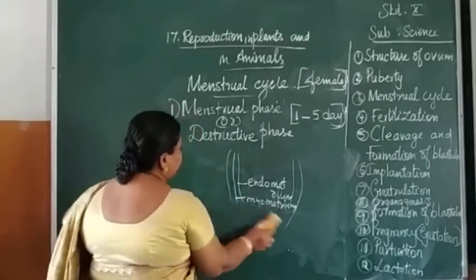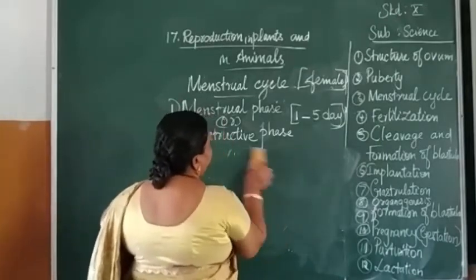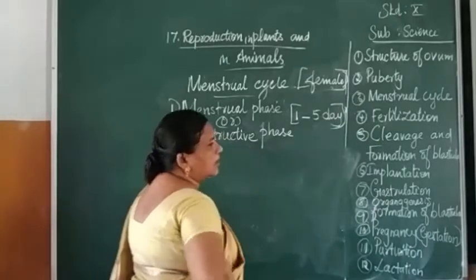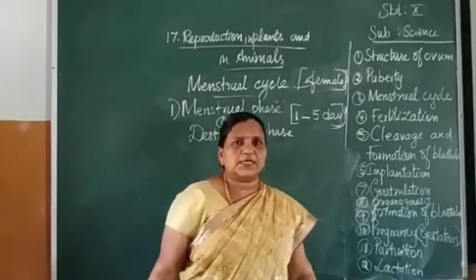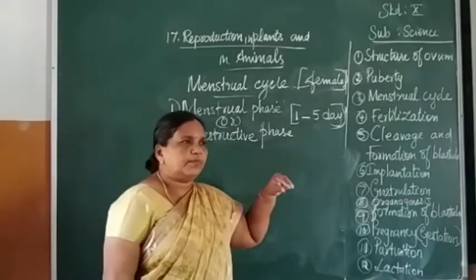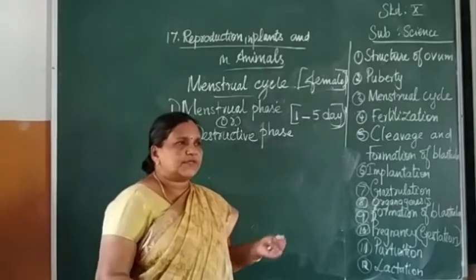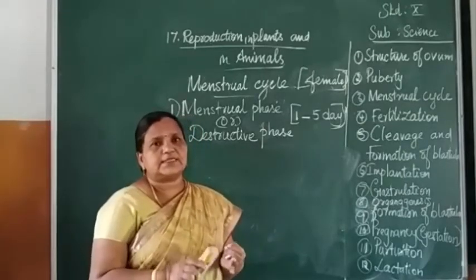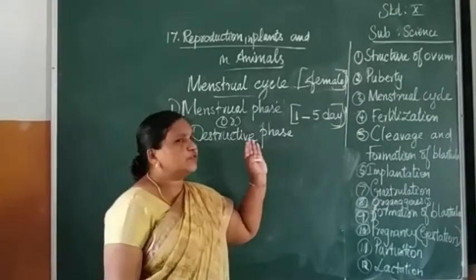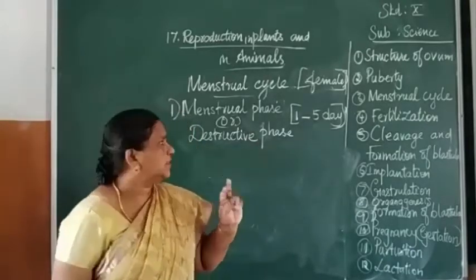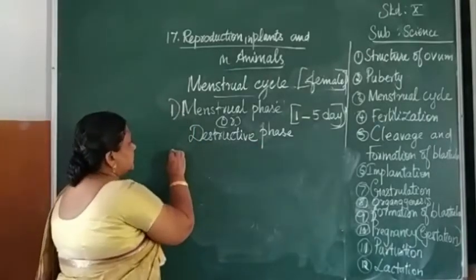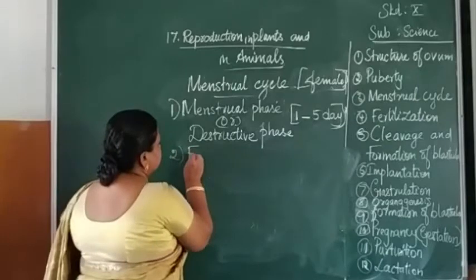So it happens from 1 to 5 days. Sometimes, according to the body condition of the girls, it will differ. Because of hormonal secretion and stress conditions, it will vary from 6 days, 7 days or 8 days. Then the second phase is the follicular phase.